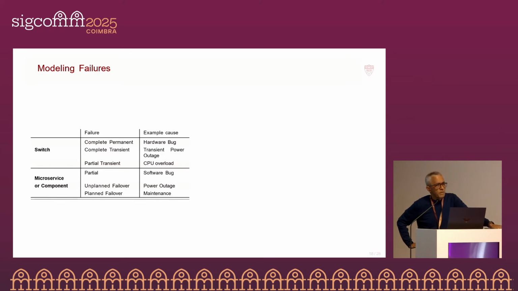So this is what I mean by partial failure. A single component within a microservice fails and restarts again. How do you recover from that? And how do you ensure correctness in the presence of that? Unplanned failover, which is when a microservice fails because, let's say, a power outage and a backup takes over. And planned failover, which you want in the case of maintenance operations when you want to migrate a component from one machine to another.